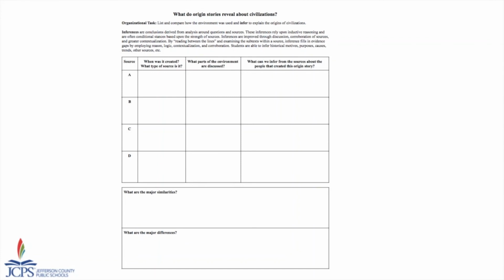Here's an example of what an organizational task might look like. We see that the sources are clearly delineated. We have students using disciplinary literacy questions about who, sort of sourcing each document. We talk about the content piece, what parts of the environment are discussed, so that this is adding into the language of the standards that we're hoping students will be able to use and that we can then help them with. And then what kind of inference from the sources can we make about the people that created the origin story?